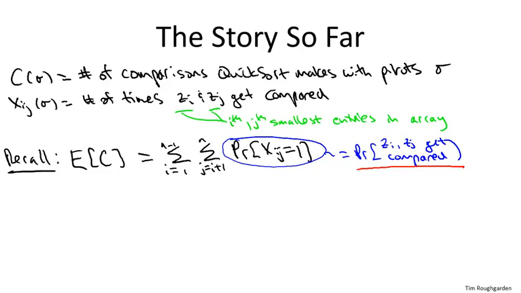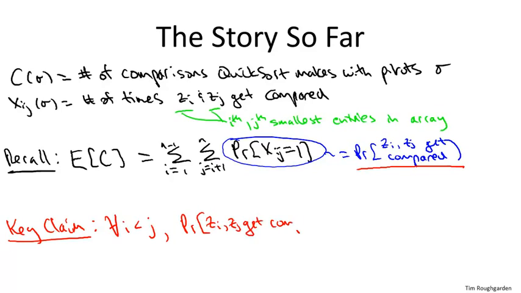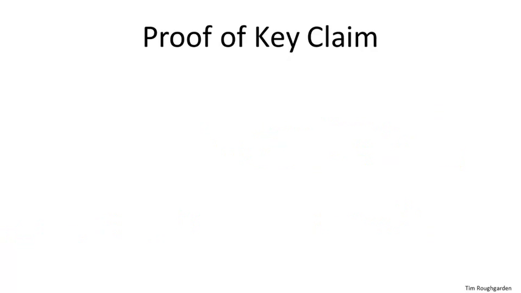So for all pairs of elements, and again ordered pairs, so we're thinking of i being less than j, the probability that zi and zj get compared at some point in the execution of quicksort is exactly 2 divided by j minus i plus 1. So for example, in this example of the third smallest element and the seventh smallest element, it would be exactly 40% of the time, 2 over 5, is how often those two elements would get compared if you ran quicksort with a random choice of pivots. And that's going to be true for every i and j. The proof of this key claim is the purpose of this video.